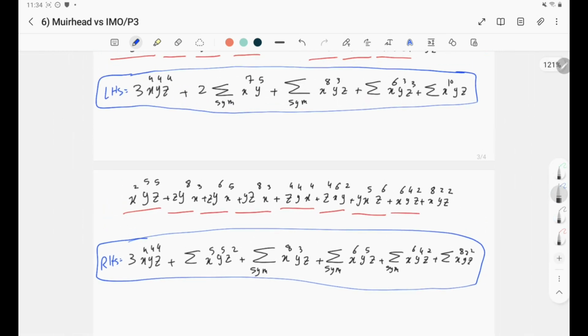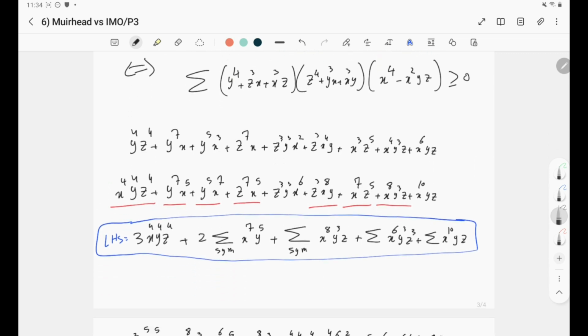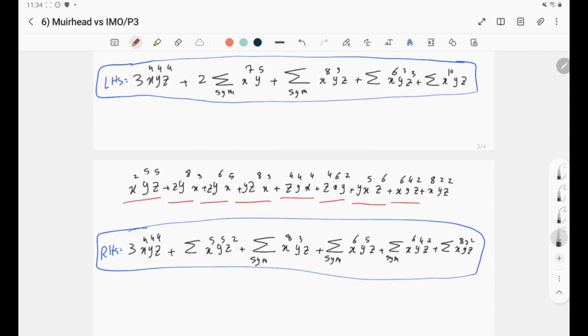Okay, perfect. And now, my dear friends, we just need to show that the LHS is greater than the RHS and the cancelling should begin. So let's look here at stuff and try to cancel. What can we cancel? Well, we can cancel this with this, clearly. Do we have something else to cancel?